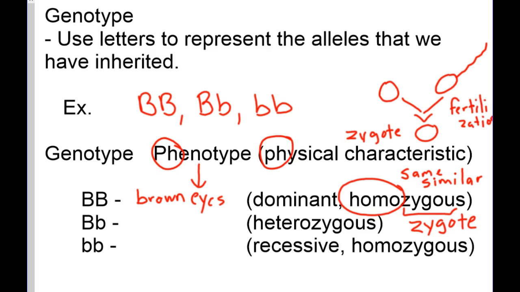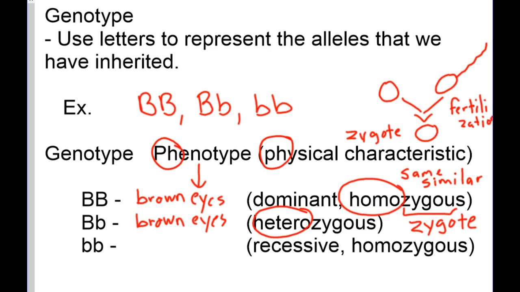So what this is referring to is the fact that if you inherit two dominant alleles, you have two at the same gene in one zygote. If you have one dominant allele and one recessive allele, the characteristic is still the same, brown eyes. But we would describe this as heterozygous. So it's referring to different alleles in one zygote.